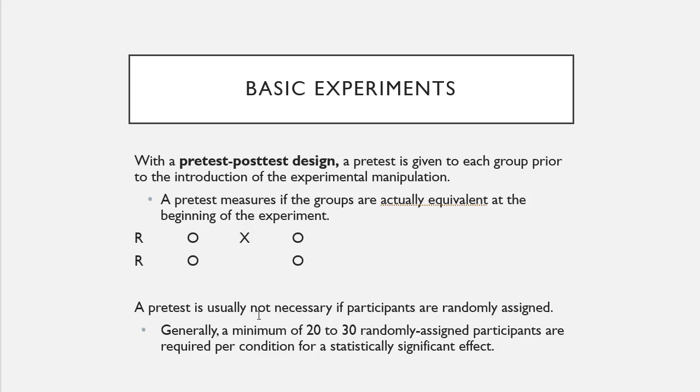Usually we don't need to do a pre-test as long as we have a large amount of people in each group. So let's say that we had 20 to 30 randomly assigned participants. Generally what we can say then is that if we had 30 people in each group, generally if there are differences, the differences between the two groups have been spread equally between them just through random chance.